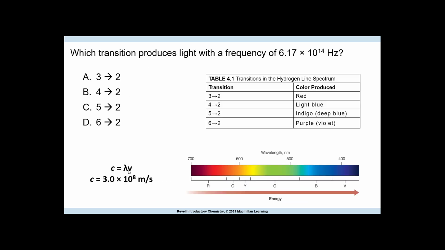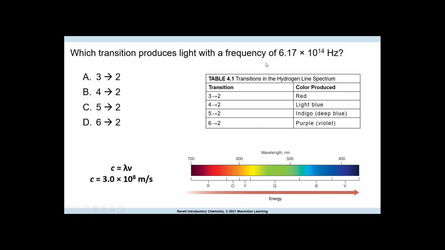All right, so which transition produces light with a frequency of 6.17 times 10 to the 14 hertz? I don't like this problem, but they gave it to me because we haven't covered transitions yet. So you don't even know what transitions are yet. These are levels, and when they give off energy, they give off energy in these colors. And depending on, one goes from 6 to 2, 5 to 2. So think of these as stairs, levels. Goes from 6 down to 2, 5 down to 2, 4 down to 2. So when they give off this energy, they give them off.